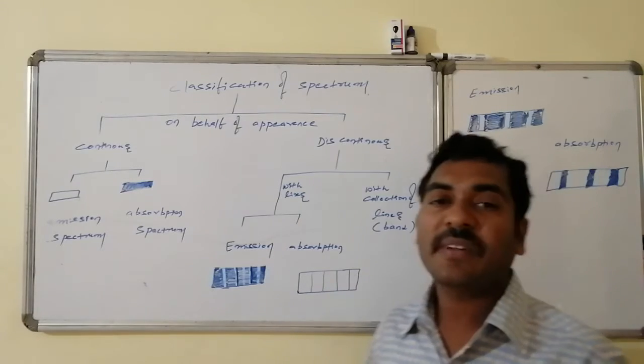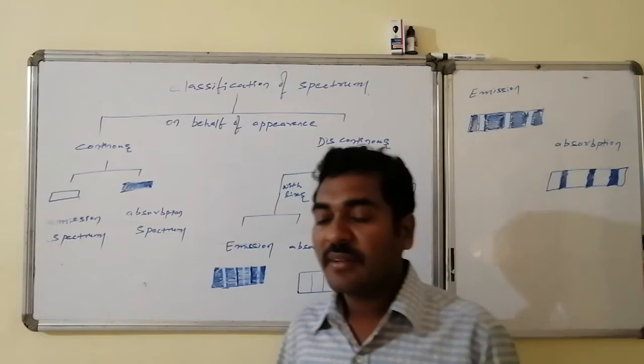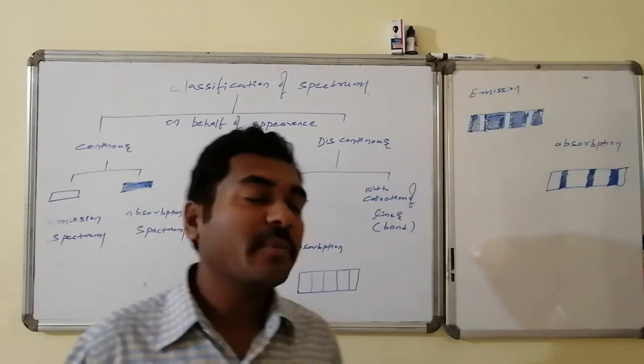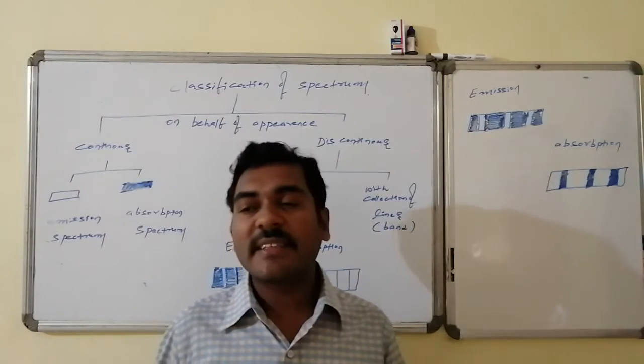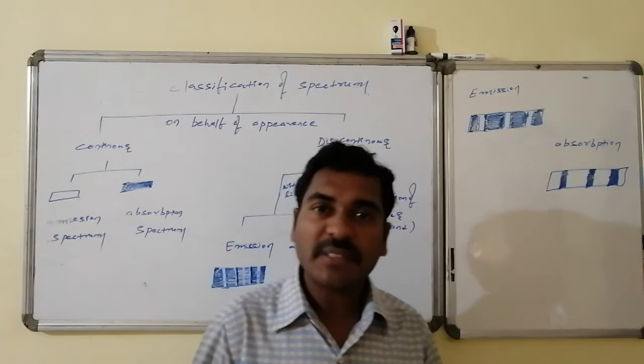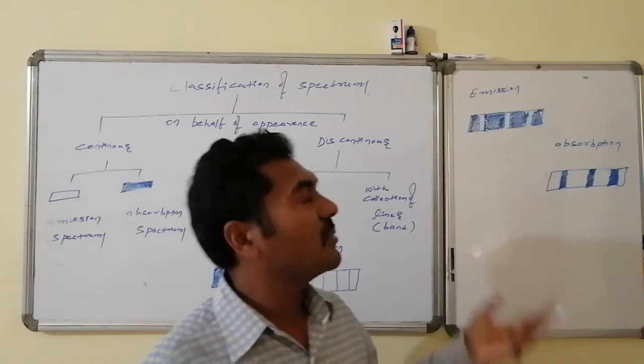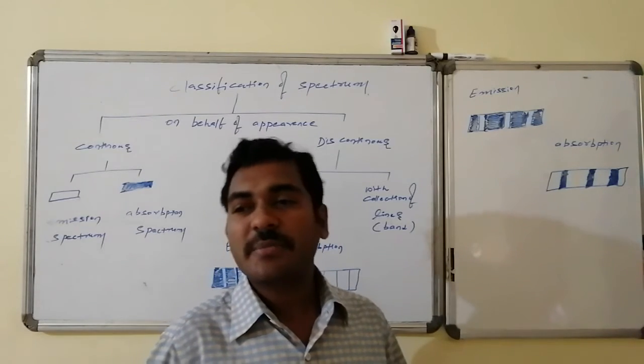These two are examples for the line spectrum. Line spectrum is generally given by the atoms. Whereas the second half of the spectrum is band spectrum. That is, instead of a sharp line, information related to a collection of lines is present. That is, a particular band is present. So that is also an emission spectrum as well as an absorption spectrum.